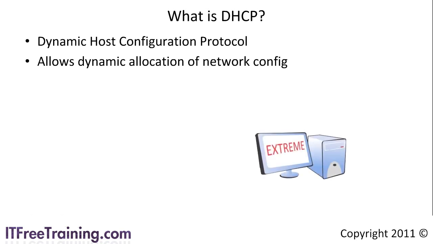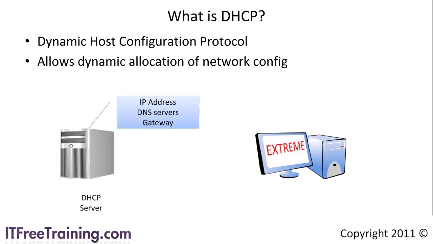Picture this. A client computer starts up on a network. It has no IP address, does not know where any servers are, and cannot communicate on the network. The client computer sends a message out on the network asking for the configuration for that network. The DHCP server responds back with an IP address and other details the client will need to work on that network. For example, DNS servers and default gateway.